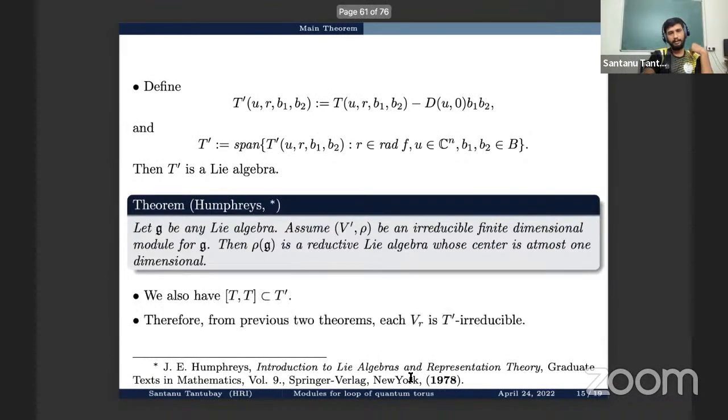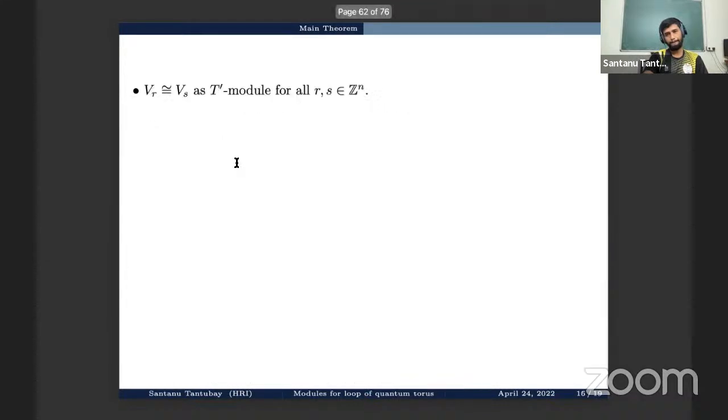is that each weight space V_r is T' irreducible. So each weight space will be an irreducible module for this T', and each weight space is isomorphic. So V_r is isomorphic to V_s as a T' module.